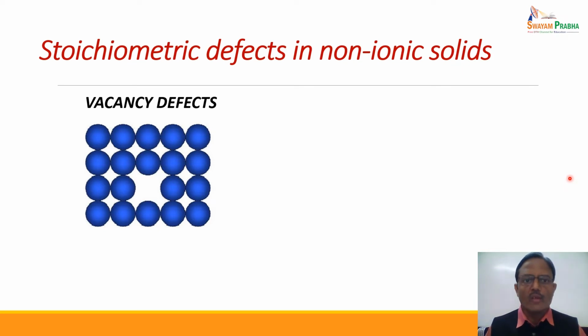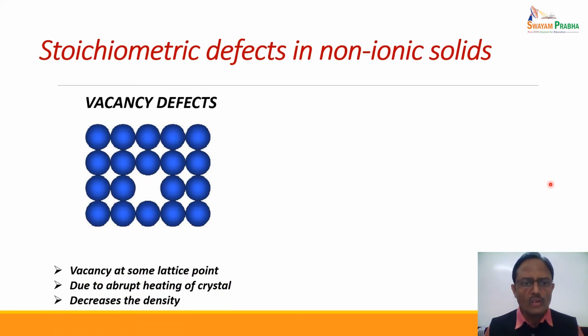The first is a vacancy defect, where all the atoms are present at their respective locations, while at some of the locations the atoms are completely missing from their positions. Such defects are called vacancy defects. In this case, the atom is missing from this position. At such positions, atoms are missing at particular points, and so this comes under the point defect.